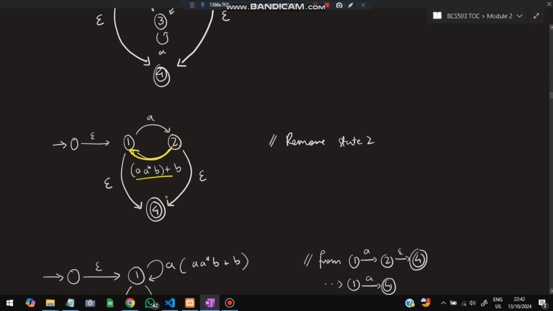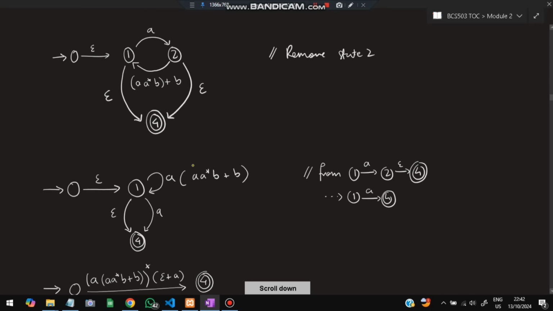Another outgoing is this one. Here I am giving an epsilon transition, but when I consider from 1, I have to consider coming back to 1. What all can happen? Either this can happen, or from A I can go to this final state. Two things can happen, so those two things I'll be writing here.